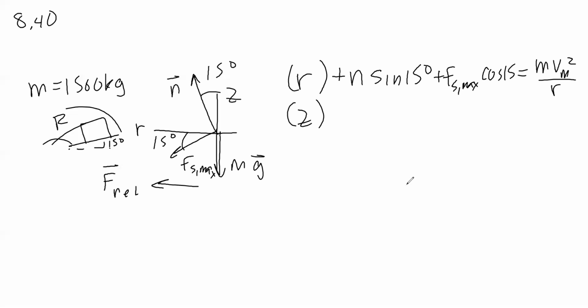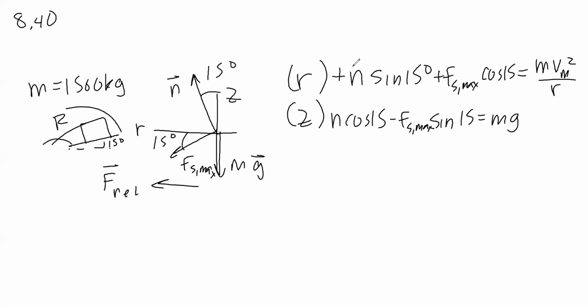What about in the z direction? You have n cosine of 15 minus static friction max sine of 15. That equals mg. Technically, it'd be minus mg equals 0, but that's how you set it up.